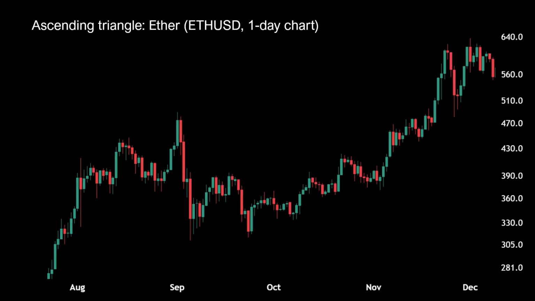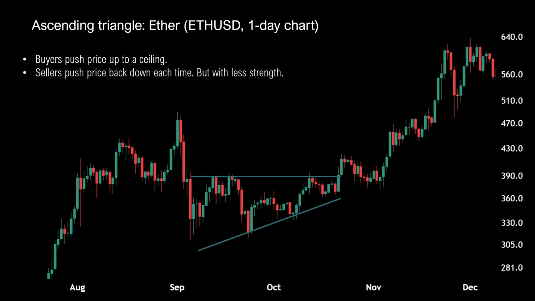Let's now move on to triangle patterns, starting with an ascending triangle for Ether on the one-day chart. Here's how to understand ascending triangles in terms of buyer and seller demand. First, buyers push the price up to a ceiling like this. Sellers push the price back down each time, but with less strength. And that's because the price makes higher lows each time the sellers push it down. So what you have here is a clear sign that buyers are getting stronger relative to sellers.